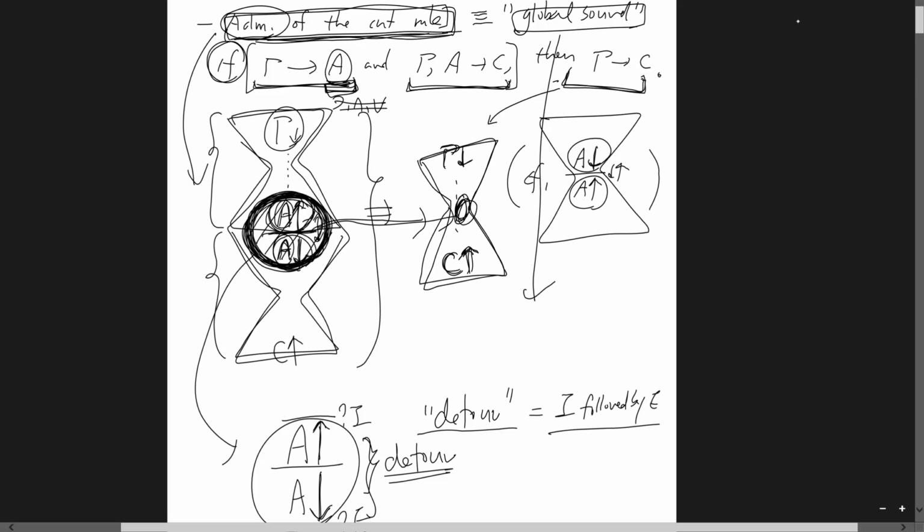And as a direct consequence of this admissibility of cut rule for global soundness, we can easily prove bottom true is not provable. So that's our ultimate goal. Bottom true is not provable in this system.